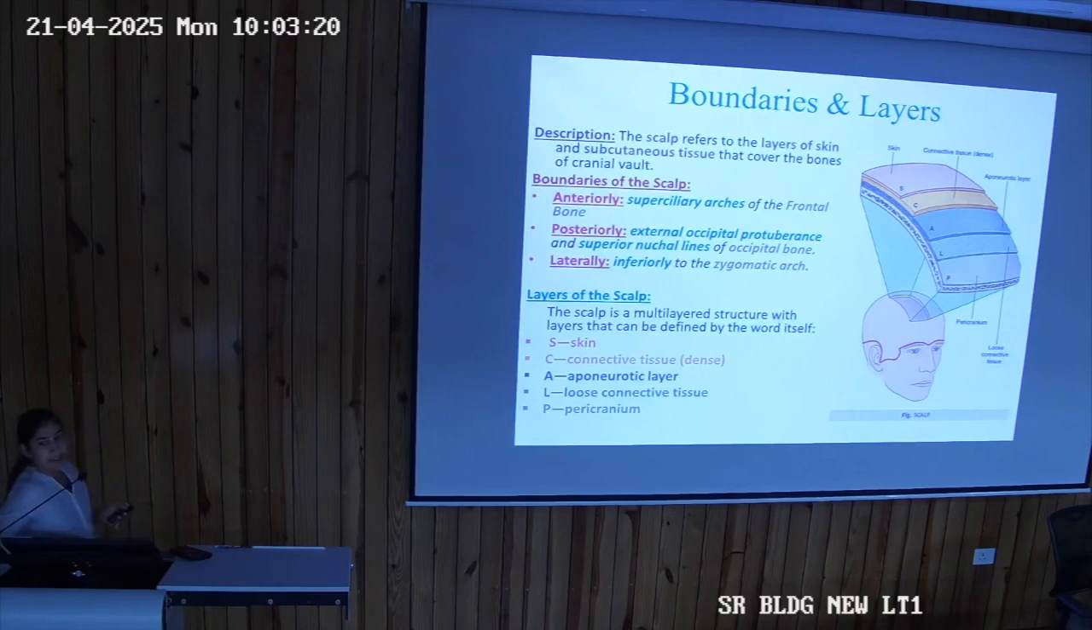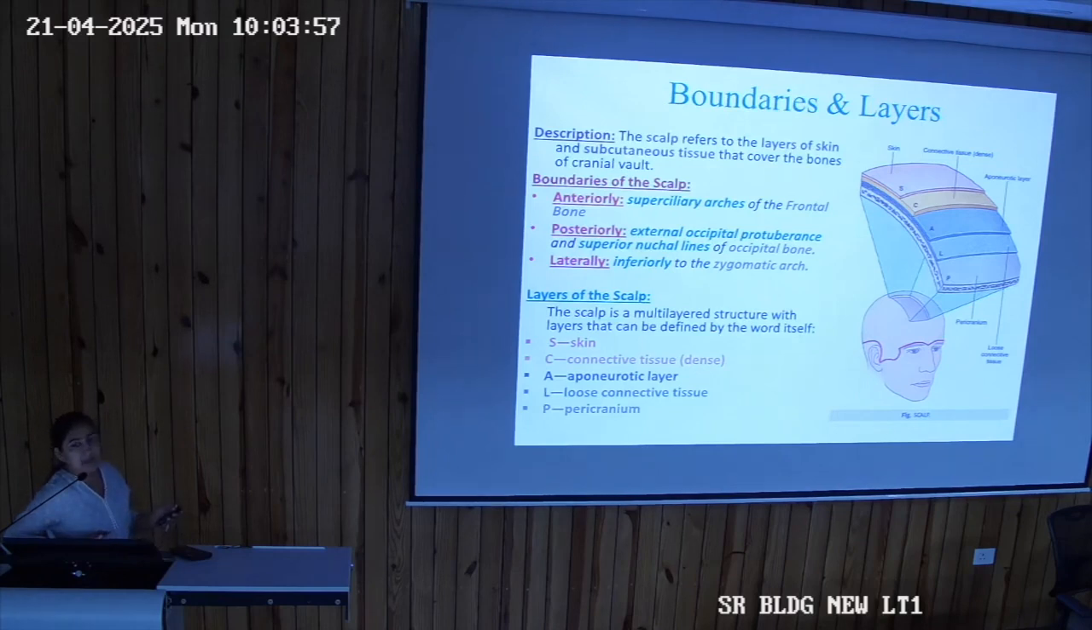Then posteriorly, there is a protuberance on the occipital bone called the external occipital protuberance. If you have not seen it, today you can go to the DH and see these features on the skull cap. From there run the lines called the superior nuchal lines on the occipital bone. Does the occipital bone lie laterally or posteriorly? Posteriorly. Then laterally there is an area that is the zygomatic arch. Here it is covered by soft tissue, so you cannot see the zygomatic arch, but it is lying over here.